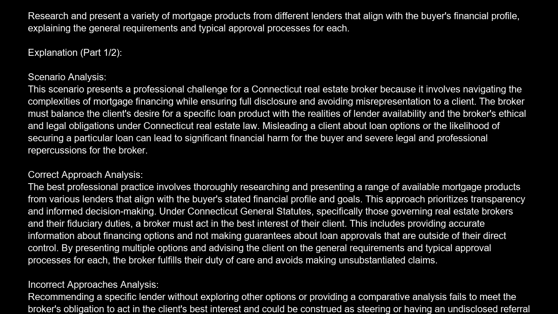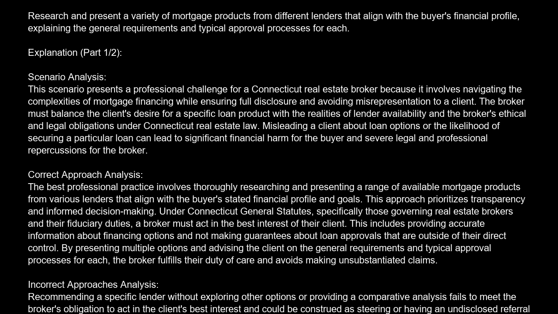Misleading a client about loan options or the likelihood of securing a particular loan can lead to significant financial harm for the buyer and severe legal and professional repercussions for the broker. Correct approach analysis. The best professional practice involves thoroughly researching and presenting a range of available mortgage products from various lenders that align with the buyer's stated financial profile and goals.